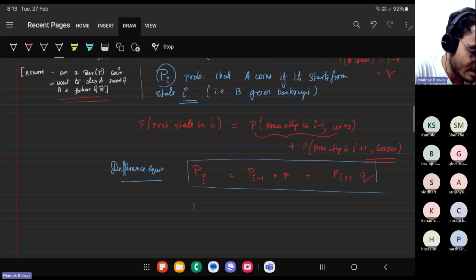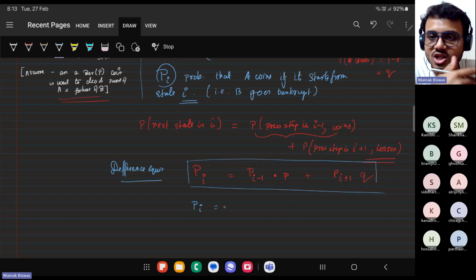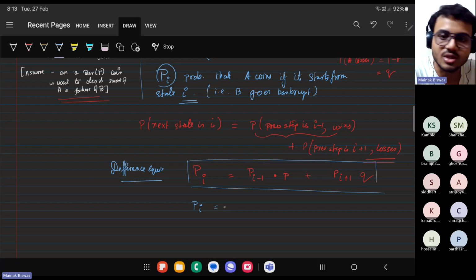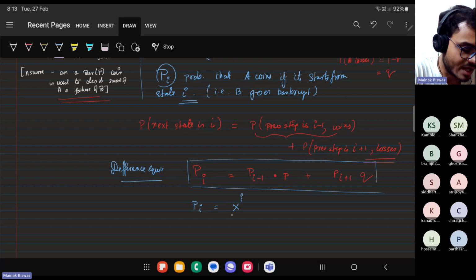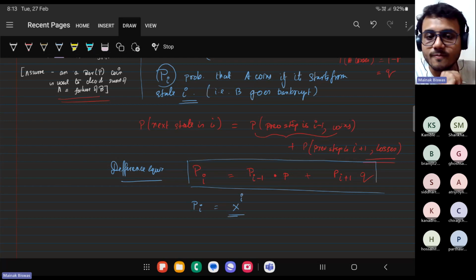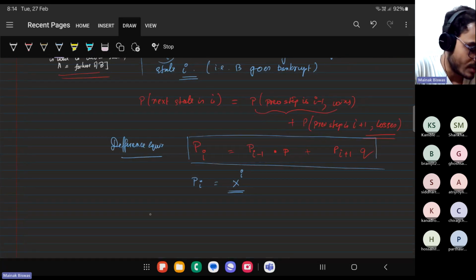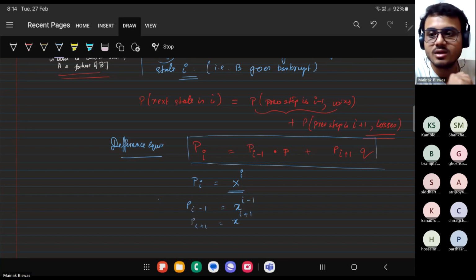So in normal differential equations, you take e to the power ix for the solution. But in a difference equation, you take x to the power i as a solution, where x is the thing you will solve for. So tell me, what will be P of i minus 1? It will be x to the power i minus 1. P of i plus 1 will be x to the power i plus 1. Did you understand?